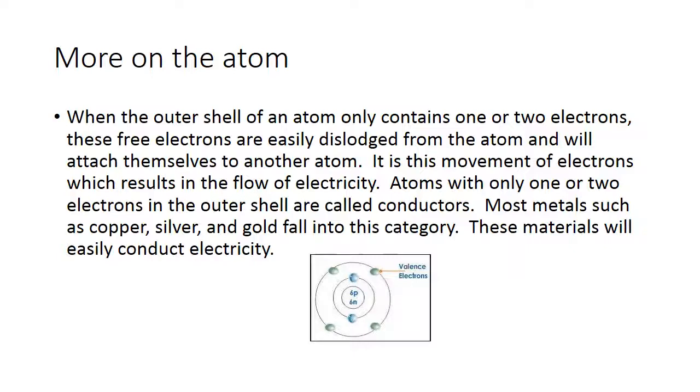Atoms that have only 1 or 2 electrons in this outer shell are called conductors. Most metals fall into this category, so copper, silver, and gold are good conductors because they only have a couple of electrons in their outer shell, and these electrons are easily dislodged, leading to the flow of electricity. So these materials can easily conduct electricity.